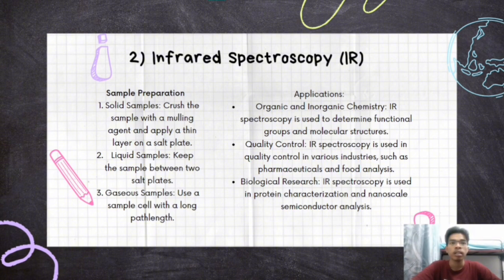Quality control: IR spectroscopy is used in quality control in various industries such as pharmaceutical and food analysis. Biological research: IR spectroscopy is used in protein characterization and nanoscale semiconductor analysis.